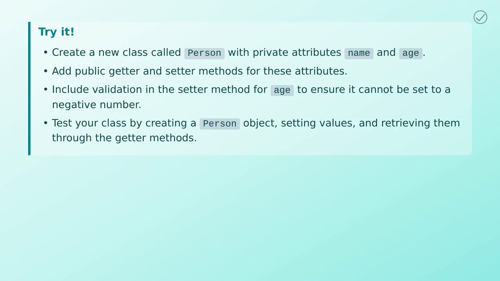Now put what you've learned into practice. You'll see a few items listed here. First, create a new class called Person with private attributes name and age. Next, add public getter and setter methods for these attributes. Also, include validation in the setter method for age to ensure it can't be set to a negative number. Take a moment to read the rest on screen.